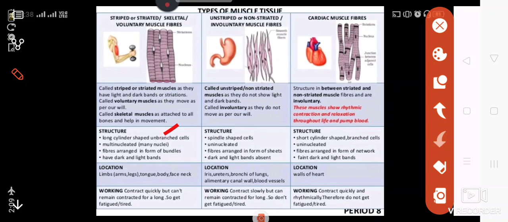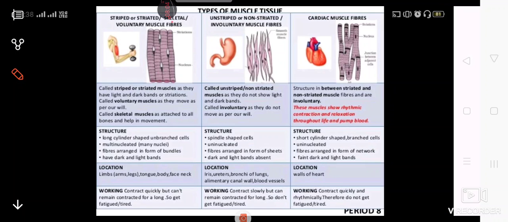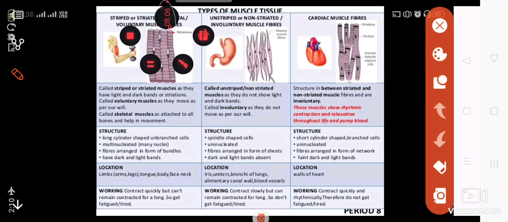If you see, they have dark and light bands around them, and these are unbranched, but they have many nuclei. Location wise I already told you, and working wise, these allow movement of your body. These muscle fibers, the striated muscular tissue, become tired, because continuously they are doing work according to your will. So these muscles get tired.